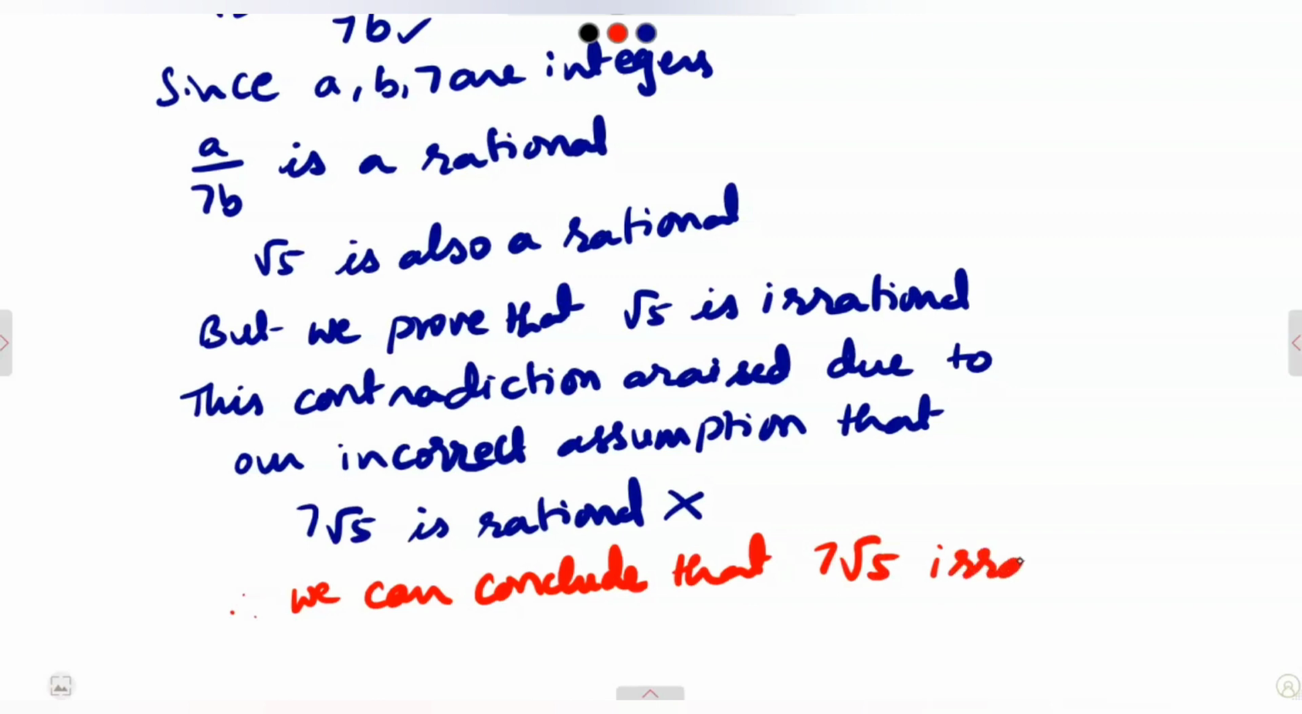This type of questions, all we will start with the contrary, and we prove that some contradiction arises in the middle. Then we come back to our statement and we prove that it is irrational. So the product of a rational and irrational here: observe 7 into root 5. 7 is rational, root 5 is irrational. The product of rational and irrational is irrational. You can also conclude that statement. Okay, we'll go to the next.